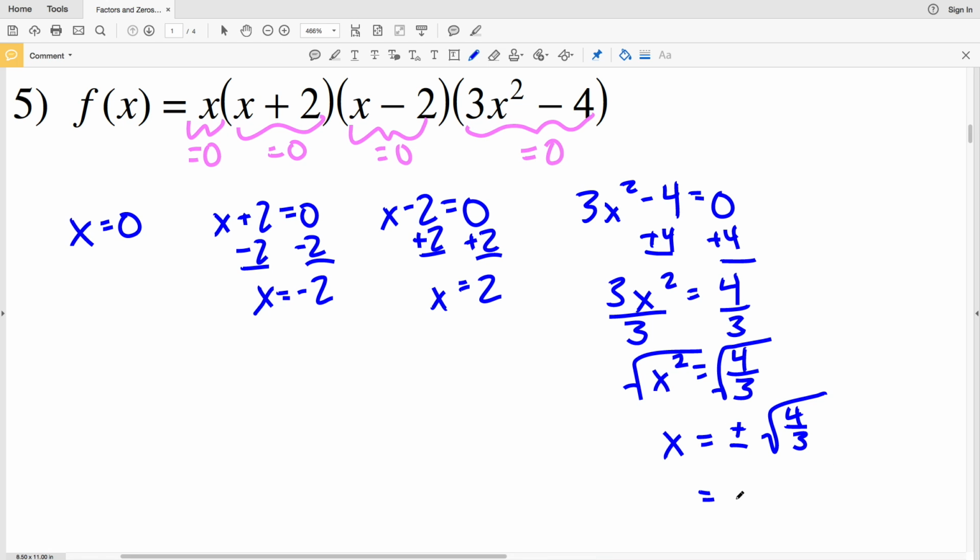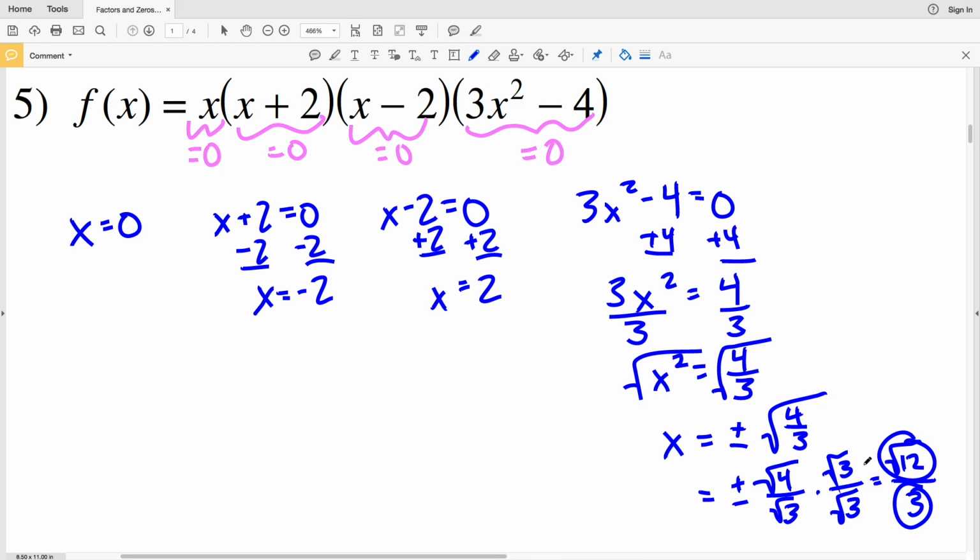So I'm going to rewrite x as positive or minus the square root of 4 over the square root of 3 in order to simplify, but I don't want a radical in the denominator. So in order to fix this, I'll just multiply by the square root of 3 over the square root of 3. So I'm multiplying by 1, so I'm not changing the value. So I'll have the square root of 4 times the square root of 3, which is the square root of 12, all over the square root of 3 times the square root of 3, which will give me a positive whole number 3. So now I no longer have a radical in my denominator.